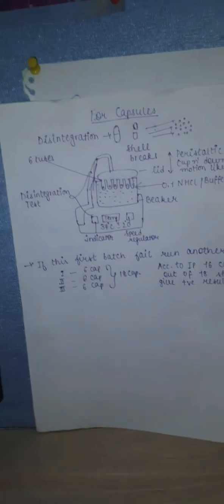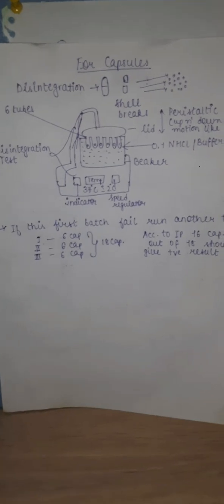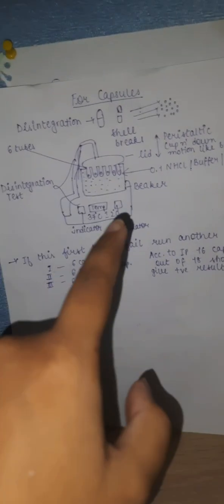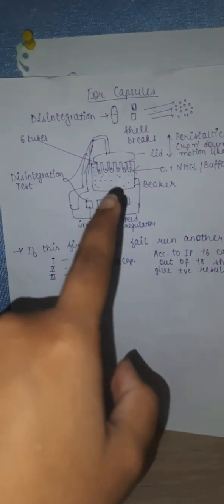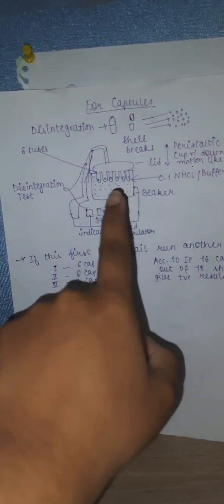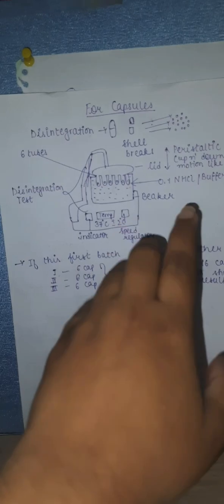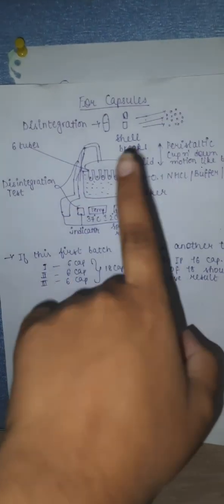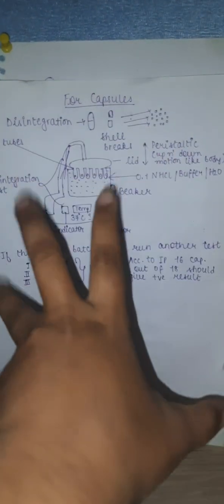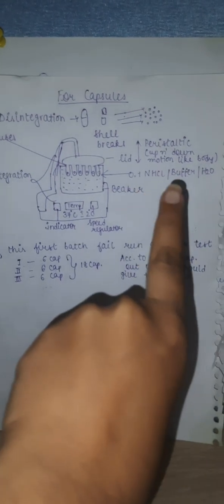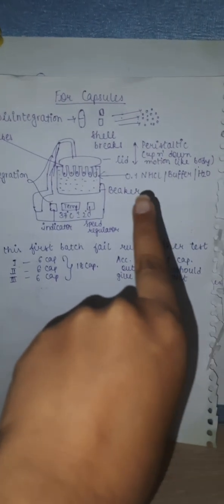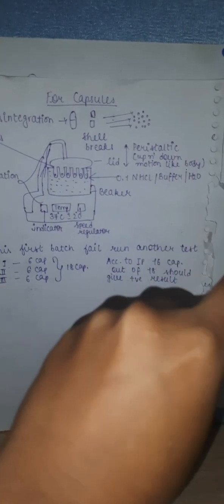All right, now let's dive into the instrument. Ignore my petty diagram, but you'll understand. Basically, we'll have a beaker, a big huge size beaker which will be filled with a solution. Now what will be the solution? It can be 0.1 normal HCl, or a buffer, or water, right?